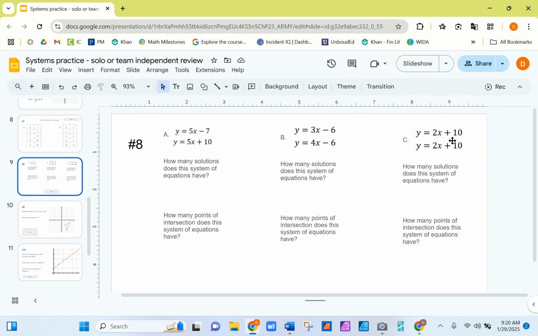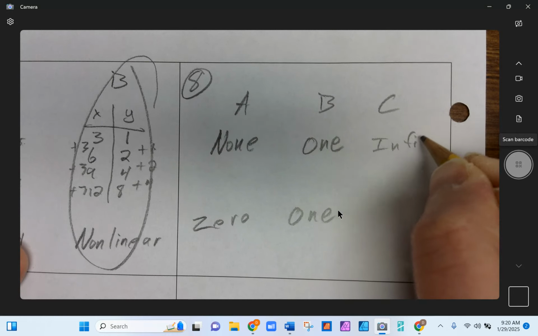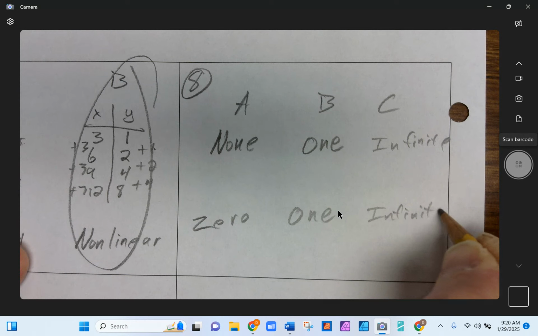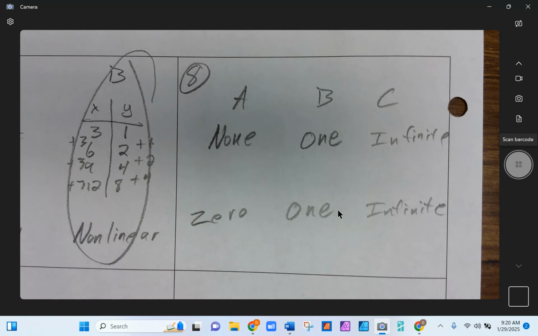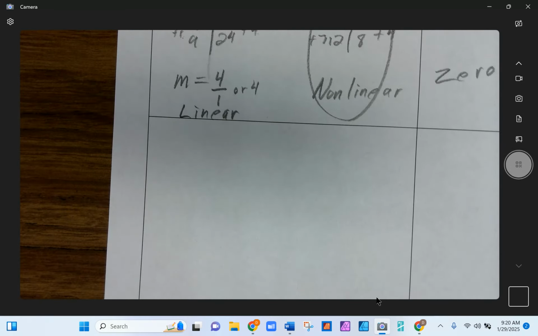Okay. And then for C, well, it's the same equation. So same slope, same y-intercepts. How many solutions does this have? And how many points of intersection? They're both infinite, right? It's the same line. So we have infinite solutions and infinite points of intersection. Okay, so these are the three kinds of systems problems, right, when we're graphing, okay?